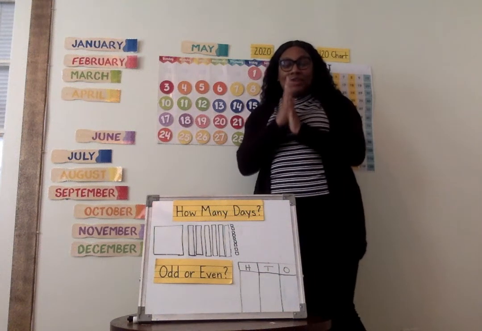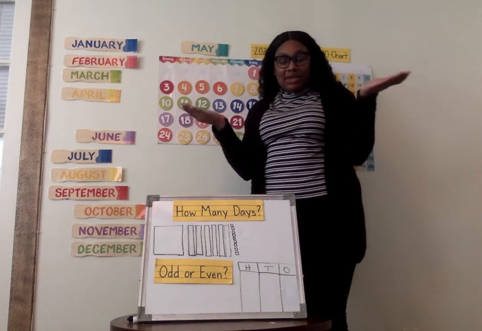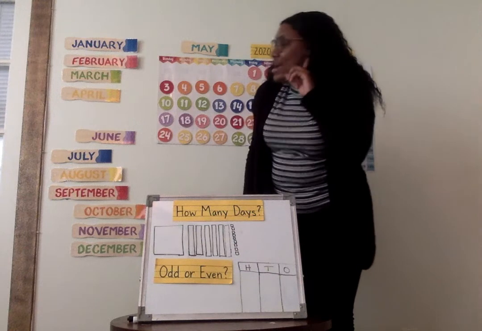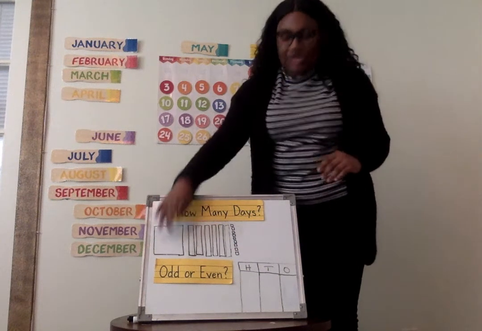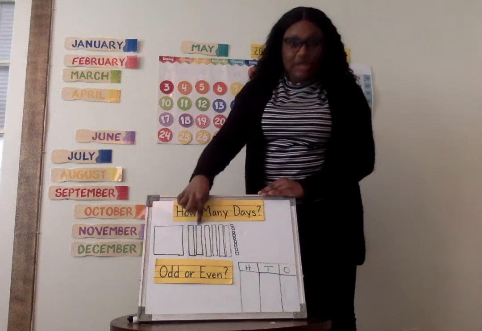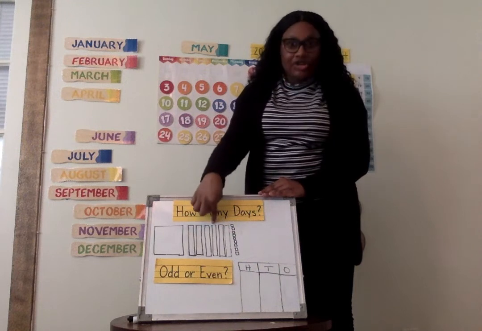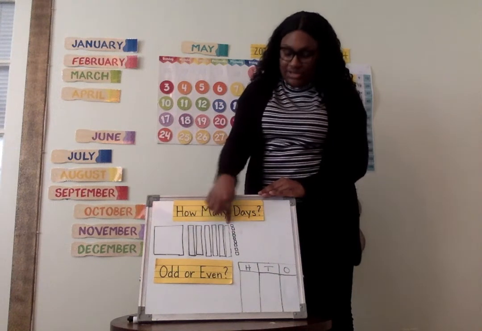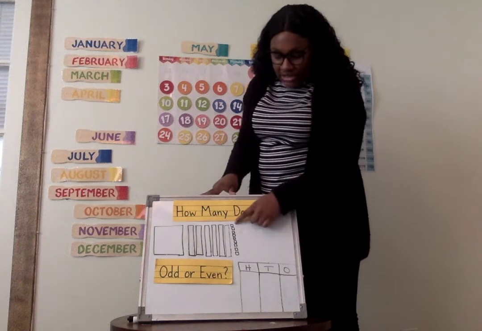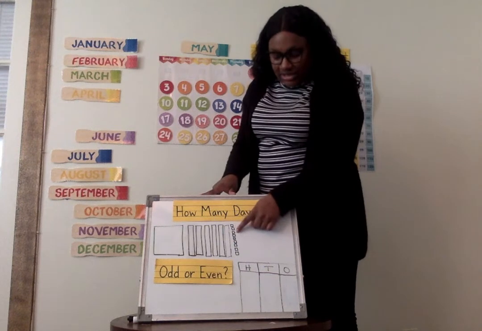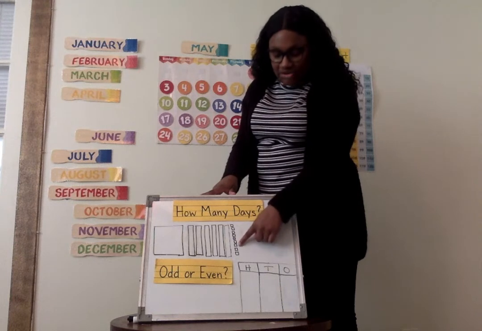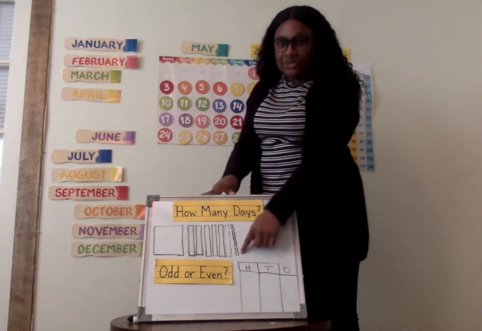Time for my favorite part of Number Corner. Hands up like you're about to ask a question. Get ready. How many days have you been in school? Count with me. Get ready. 100. Stop. Switch. Count by tens. 110, 120, 130, 140, 150, 160. Stop. Switch. Count by ones. 161, 162, 163, 164, 165, 166, 167, 168, 169.